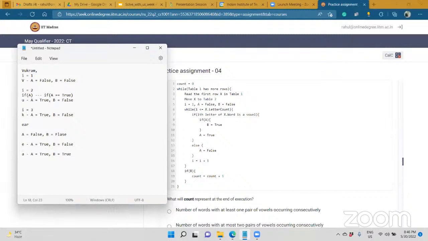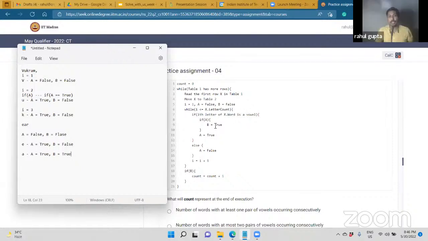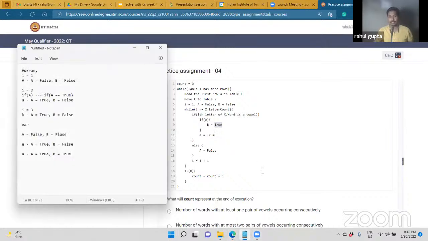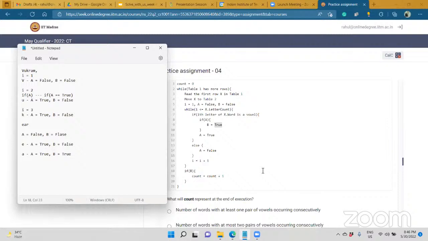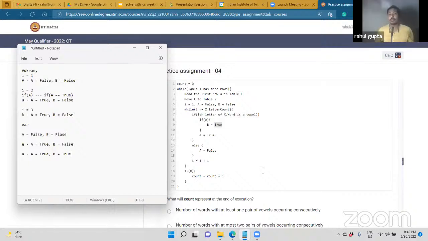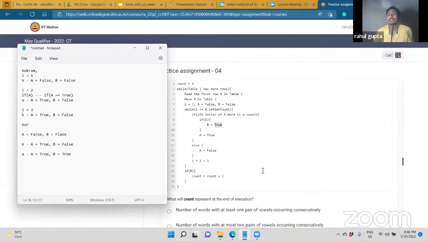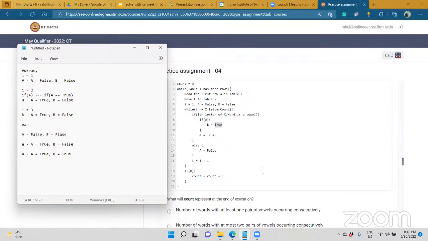Right. Okay. Once B is true, my question is, is it being made false anywhere? For the third one, you are saying? I'm saying once you turn B to true, will it be turned to false ever for that word? No, no. So B true means you are done with that, whatever is going to happen, right? Yes, yes. And this means it is actually finding the consecutive vowels.